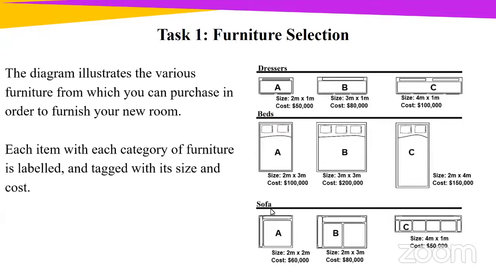Now, boys and girls, let's look at each category carefully. We're seeing dresser A. What do you see under each furniture? What do you see there? I want you to tell me. I want to know if you're looking directly at the selection.